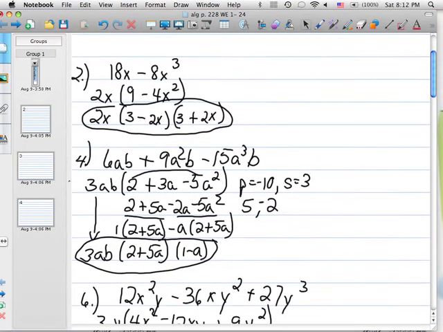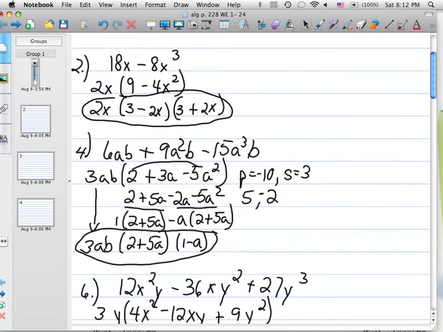Problem number 4, you have 6ab plus 9a squared b minus 15a cubed b. Again, pull out your greatest common factor, which is a 3, an a, and a b. That leaves you 2 plus 3a minus 5a squared to get back to the 6ab plus 9a squared b minus 15a cubed b. This is a trinomial. It's not a perfect square trinomial. The ends are not perfect squares.